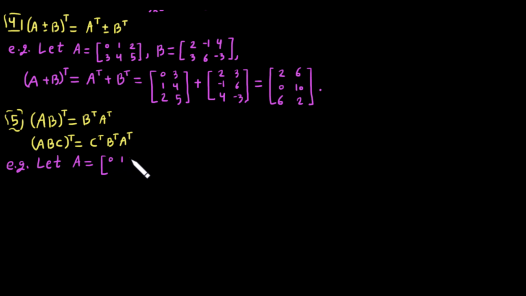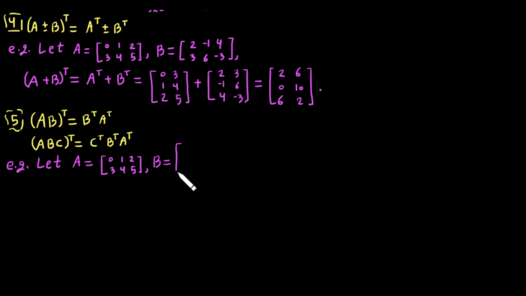0, 1, 2, 3, 4, 5. And of course, I cannot choose B as this size because the number of columns in A has to match the number of rows in B. So I will choose another B.